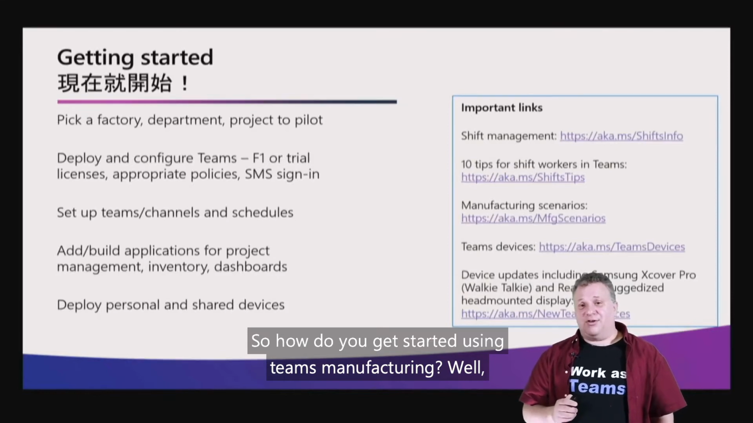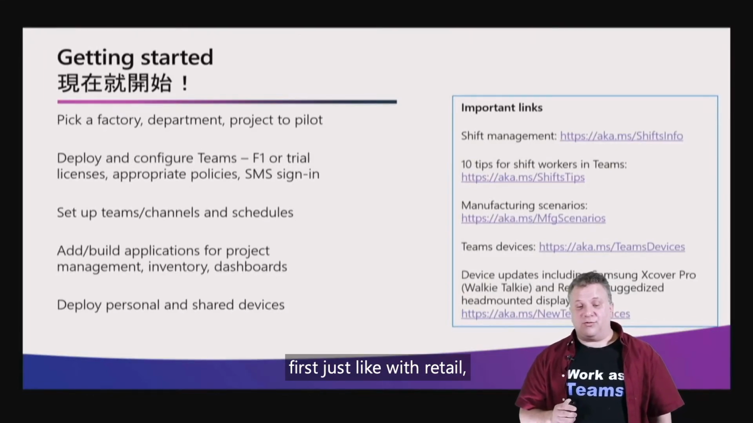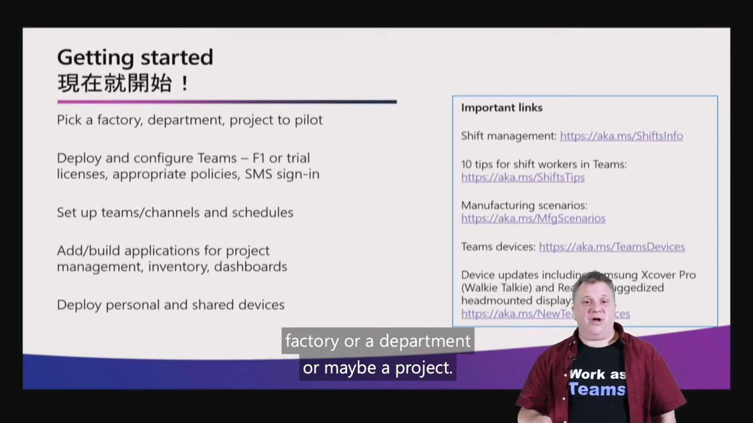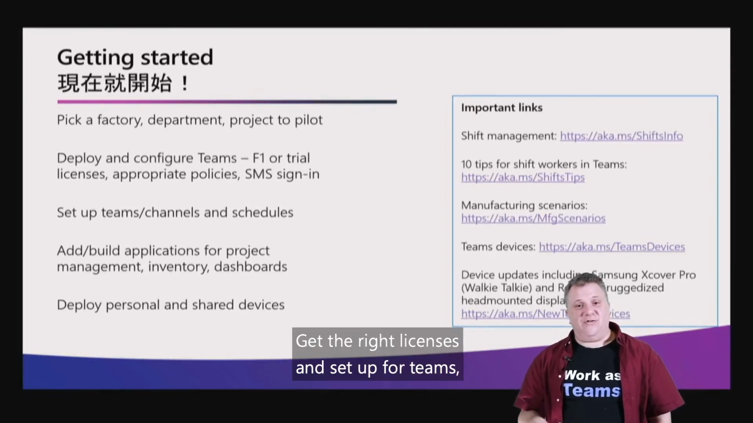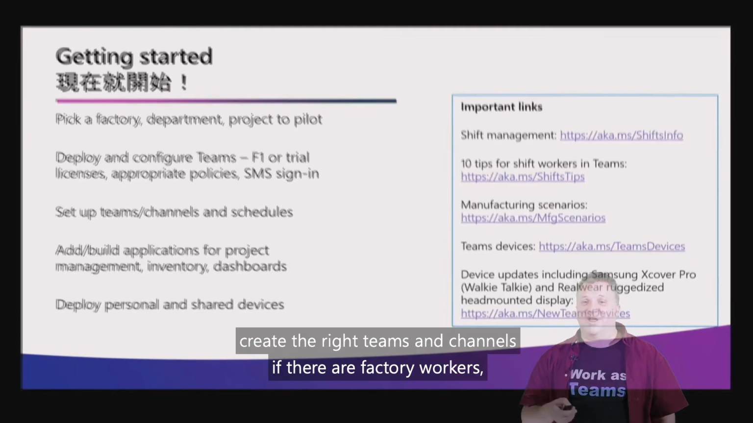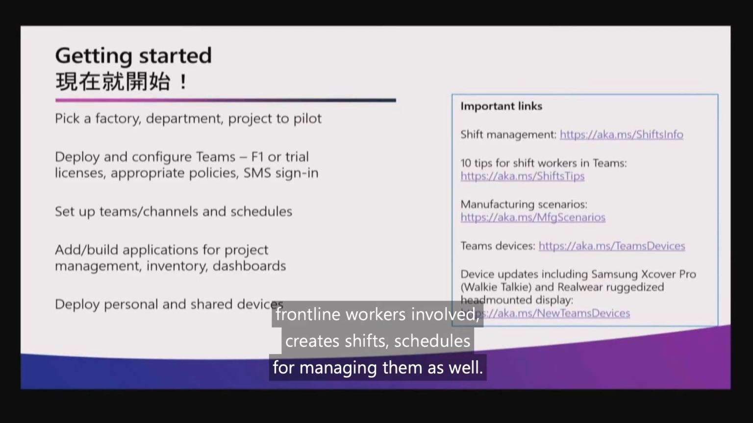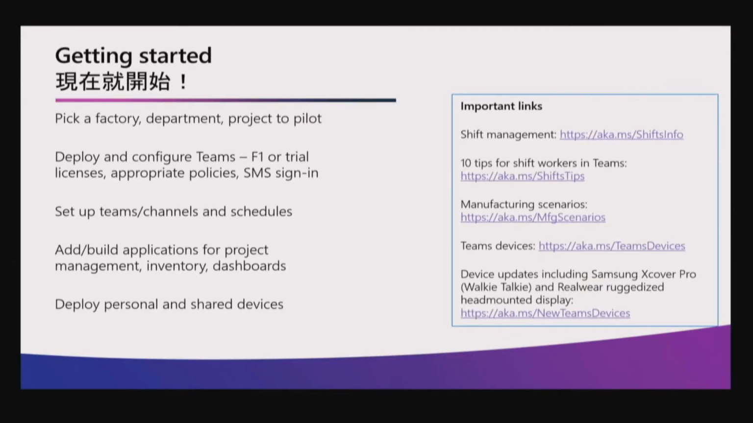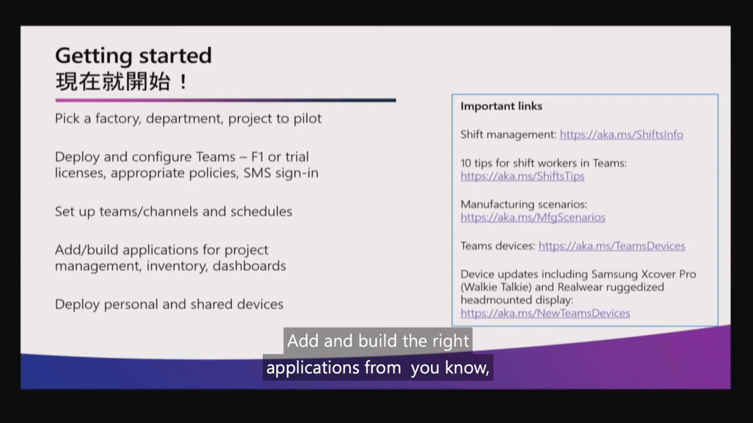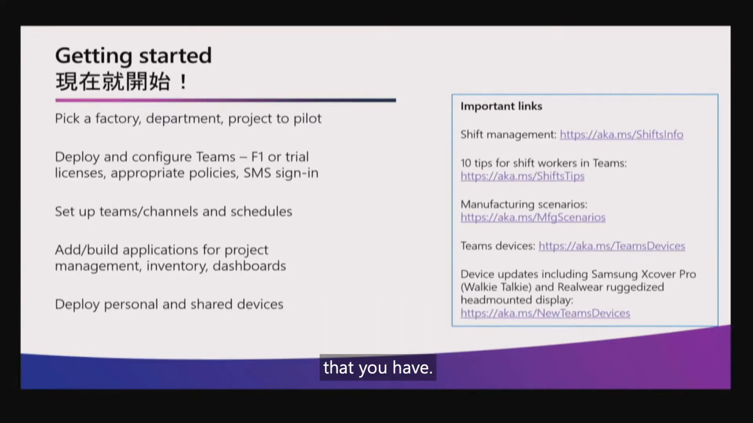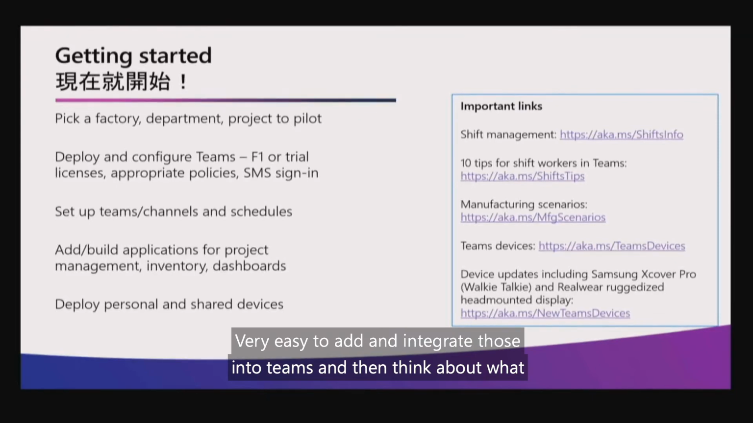So how do you get started using Teams for manufacturing? Well, first, just like with retail, we encourage you to pilot, maybe with a factory or the floor in a particular factory or department, or maybe a project. Get the right licenses and setup for Teams, create the right teams and channels. If there are factory workers, frontline workers involved, create shift schedules for managing them as well. Add and build the right applications from your manufacturing process tools or factory automation systems or any dashboards that you have. Very easy to add and integrate those into Teams.